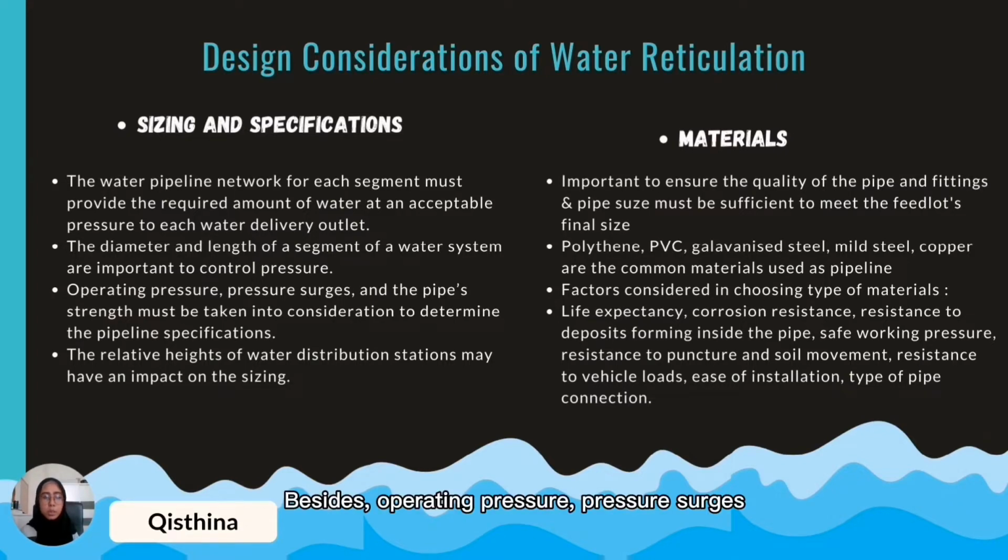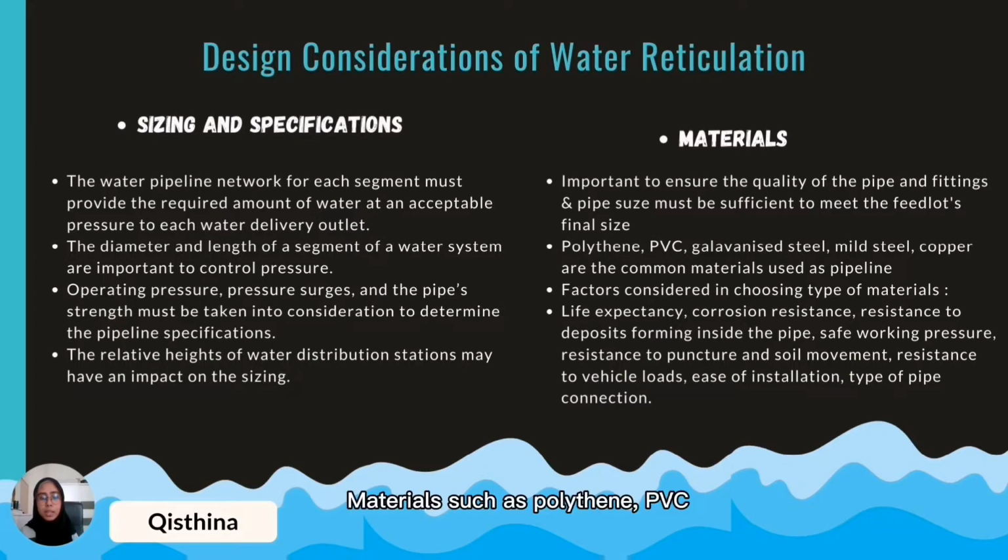Besides, operating pressure, pressure surge, and the pipe strength must be taken into consideration to determine the pipeline specifications. Also, the relative heights of the water distribution station may have an impact on the sizing. Next, materials also are one of the factors that must be taken into account. Materials are very important to ensure the quality of the pipe and fittings, and pipe size must be sufficient to meet the outlet's final size.